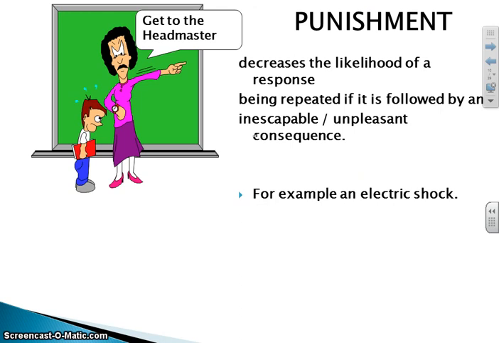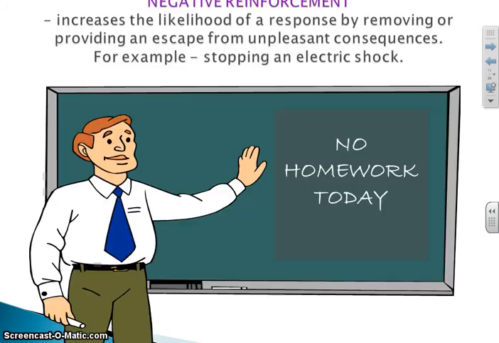Punishment is the opposite. Punishment decreases the likelihood of a behaviour. If you do something and then are punished for it, it will decrease the chances of you doing that again. Classic examples are things like at school you get detention, your parents might ground you, they might take your phone away. Any sort of punishment will reduce the behaviour that it's meant to reduce.